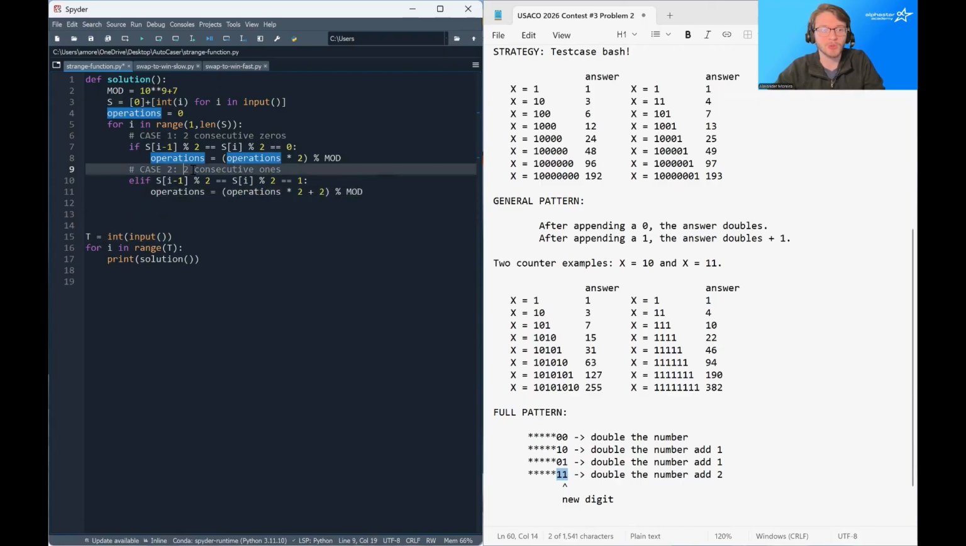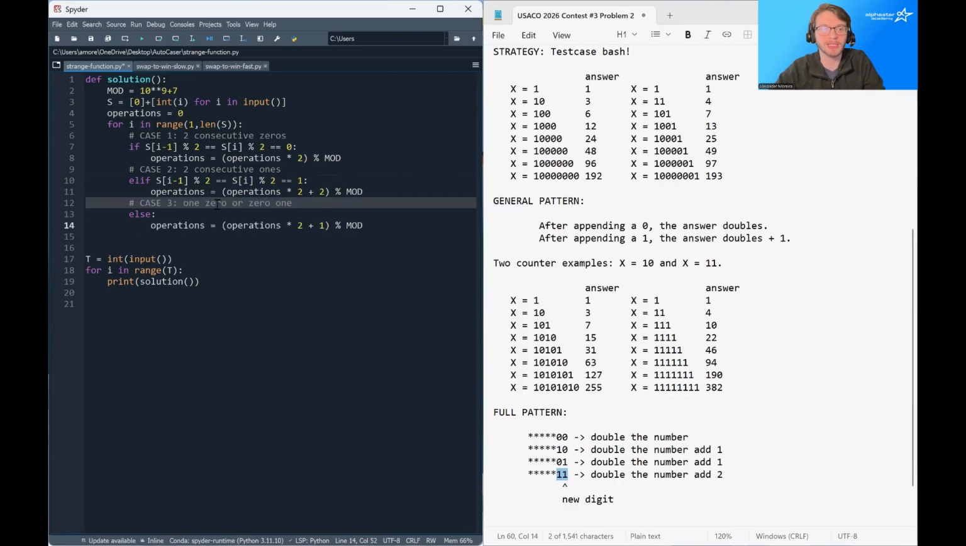And then case 2, if we have two consecutive ones, we're going to take the operation count, double it, add 2. And then finally, if it's 1, 0 or 0, 1, we're going to take the operation count, times it by 2, add 1, take the mod. Super important at every single step to take the mod. Again, you don't want these numbers to become overwhelmingly large.